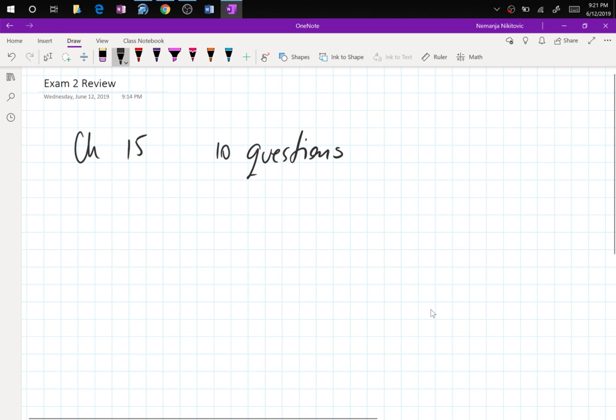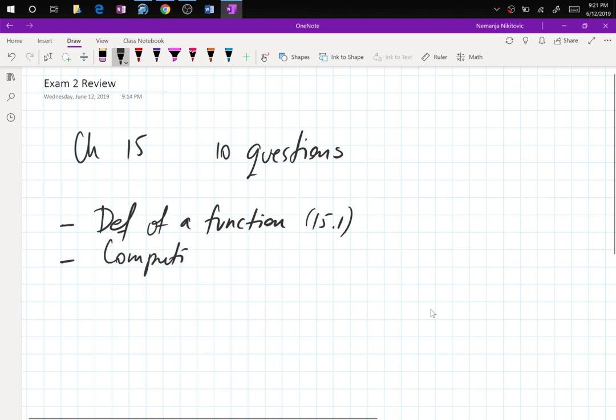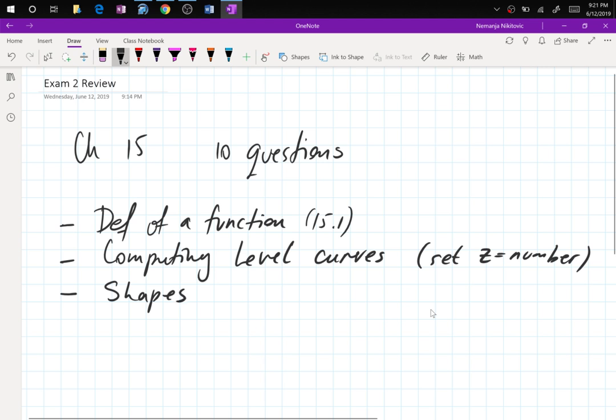The exam will contain the definition of a function, which is given in I think 15.1, and then computing level curves, which is when you set z equal to a number, and then the shapes. I might do the multiple choice to match the shape to the equation.